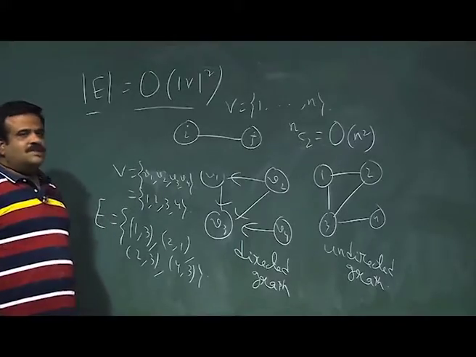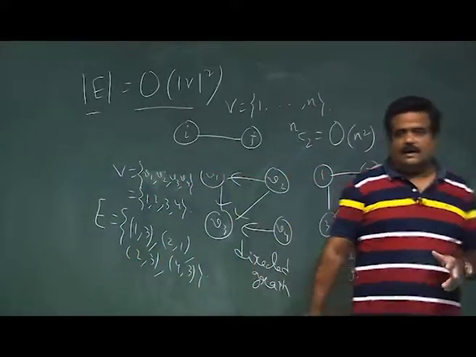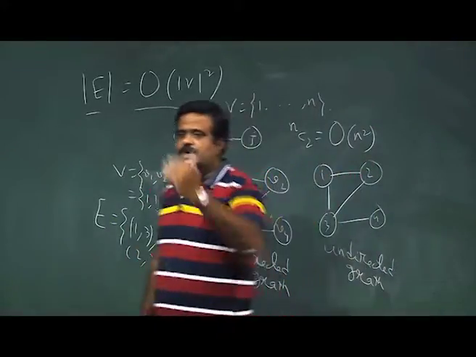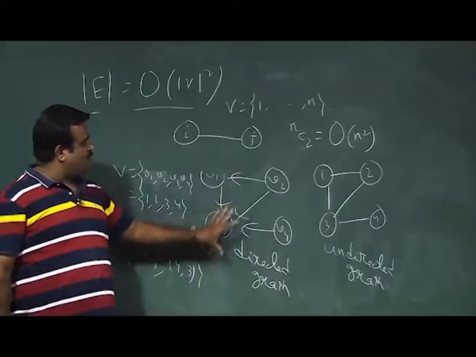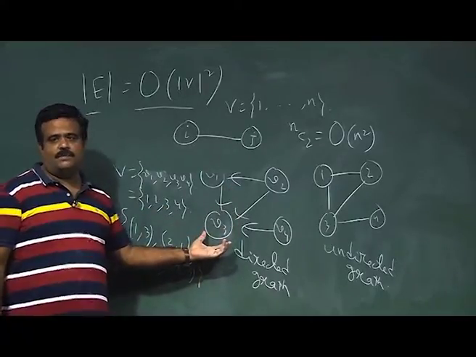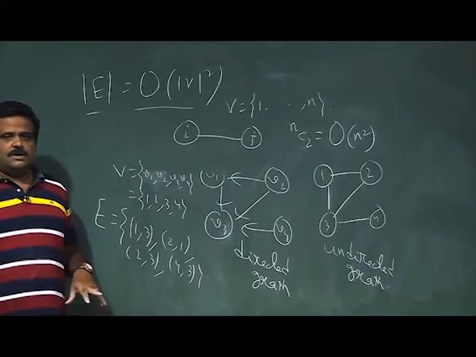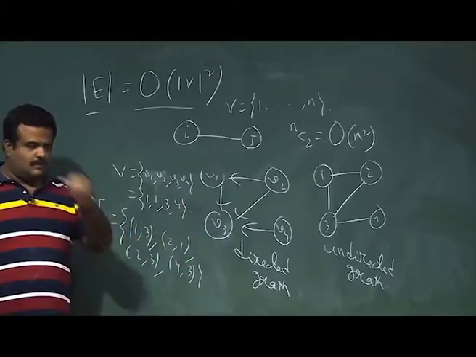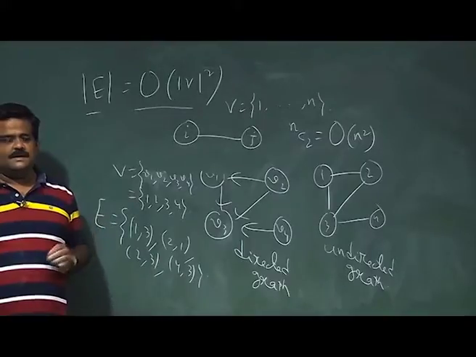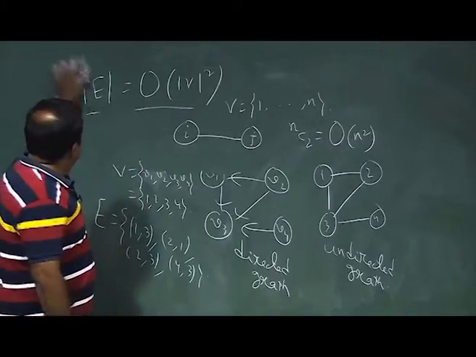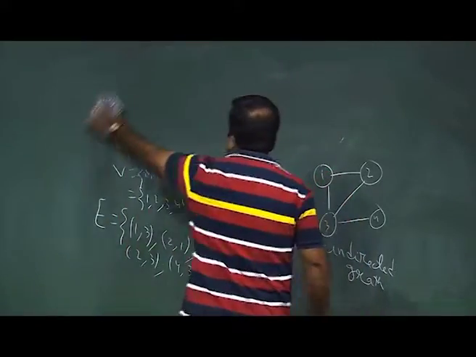Now the question is how we can represent a graph to a computer. Suppose we want to give this graph as input to a computer, in a program or an algorithm where the computer needs to take a graph as input. For that there are two methods: adjacency matrix and adjacency list. So let us talk about graph representation.